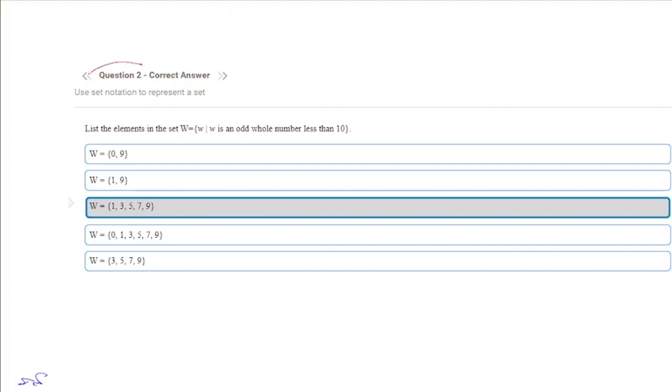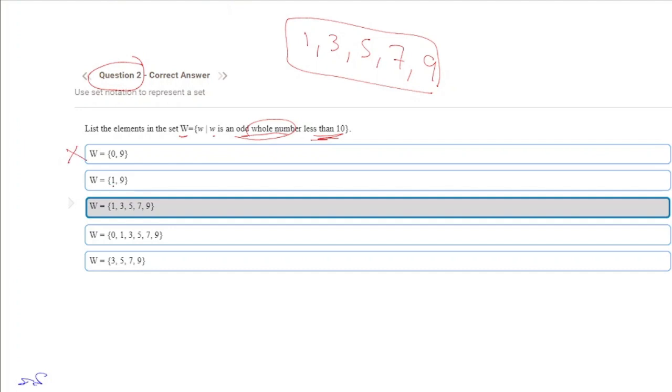Question number 2. List the elements in the set W, where W is an odd whole number less than 10. Okay, the odd numbers will be 1, 3, 5, 7, 9. So let's see here. Answer number 1, W equals 0 and 9. But there are some missing. 1, 3, 5, 7 are not there, and 0 is not an odd number, so this is the wrong answer.